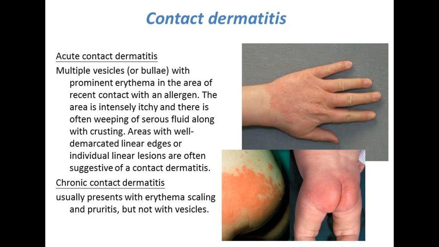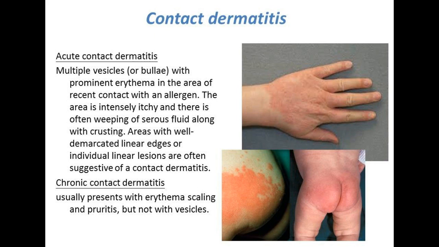Contact dermatitis. Now, you may have acute dermatitis, so you may see vesicles or bullae, and there's prominent erythema, and it's usually in contact with an allergen. So there's usually a very distinct distribution. The area is really itchy, could be weeping, and there could be exudating fluids with crusting.